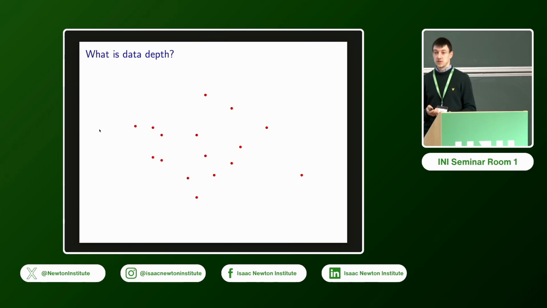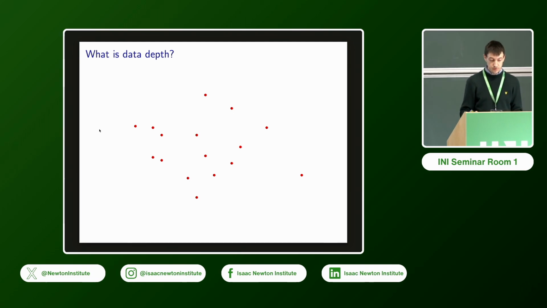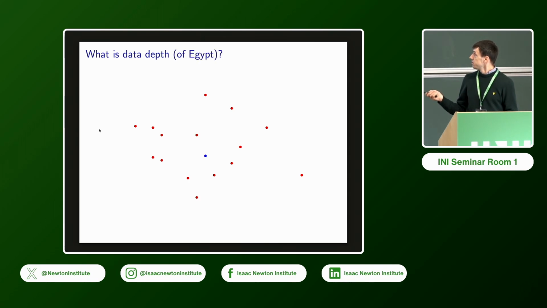So what is actually data depth? There are many ways to introduce it. I'll do it in the following way. Given a sample of data, we ask a question about one particular point, for example this one, which is the sportsman who was representing Egypt in the final. What is the representativeness, the belongingness of this blue point to this set of red points? And we want to answer this question in an agnostic way, without necessarily assuming a statistical model.